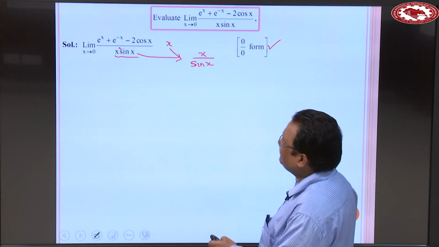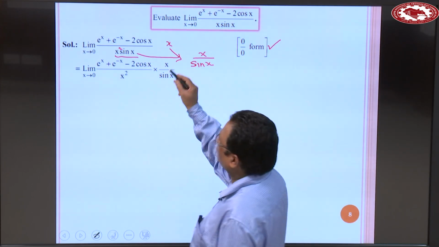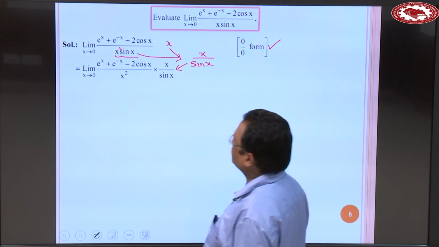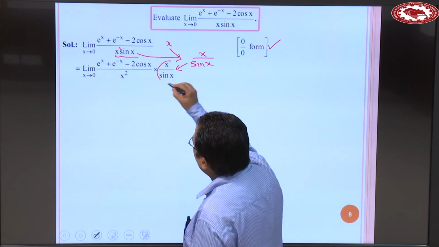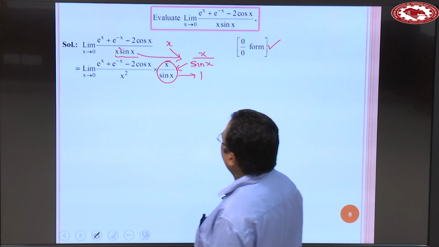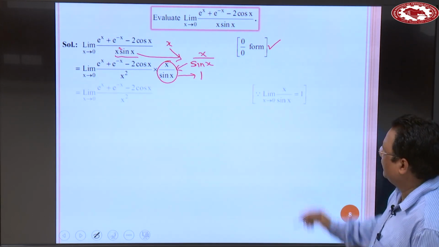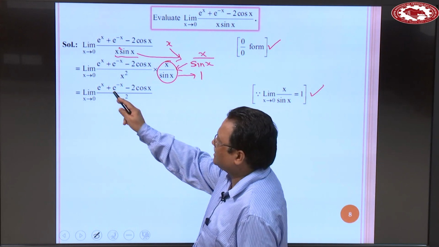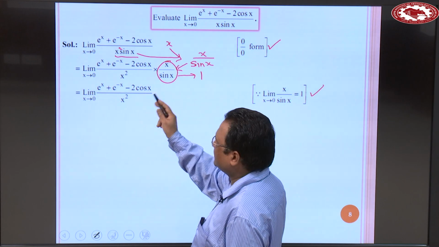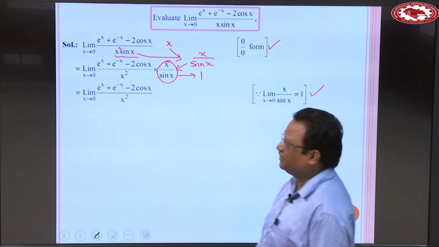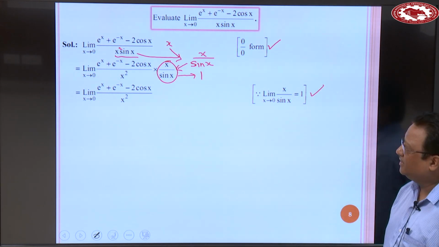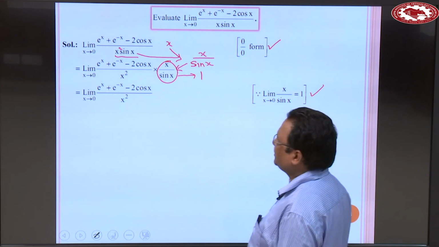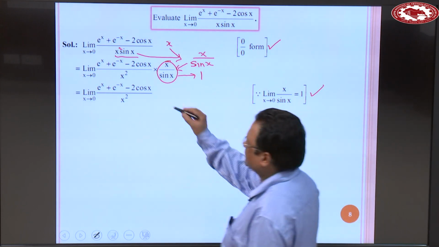So when we calculate this, we can write the whole expression with x over sin x, and we know the limit of this function is 1. Then it becomes the limit as x tends to 0 of e raised to power x plus e raised to power minus x minus 2 cos x divided by x square. So by using a small simplification, we get this result.